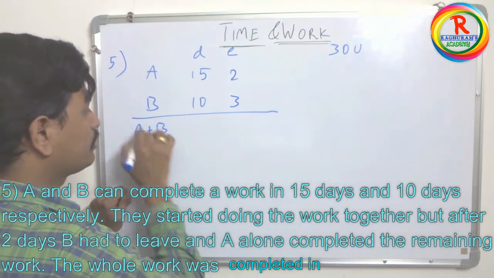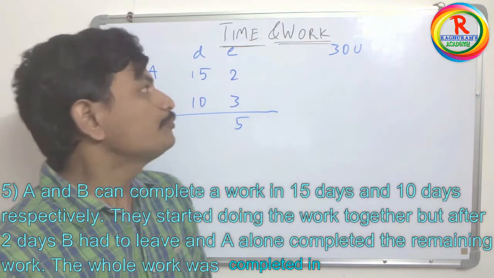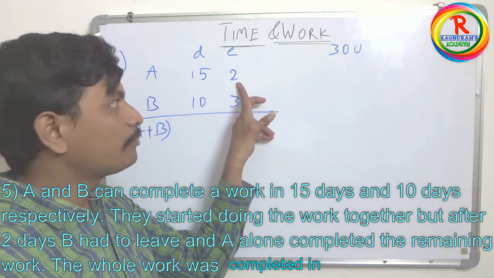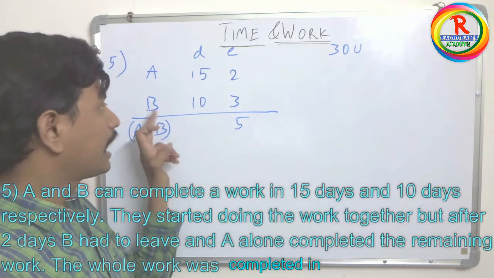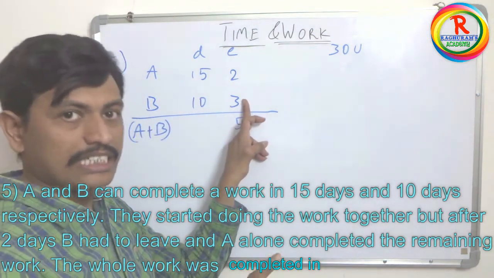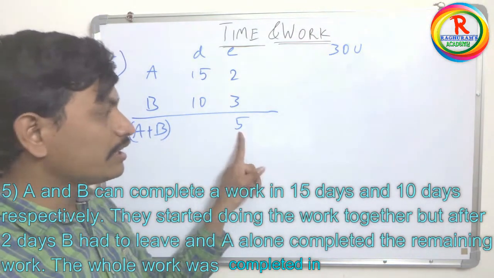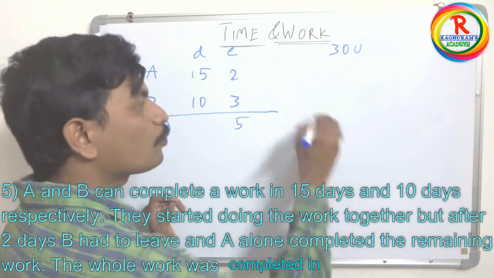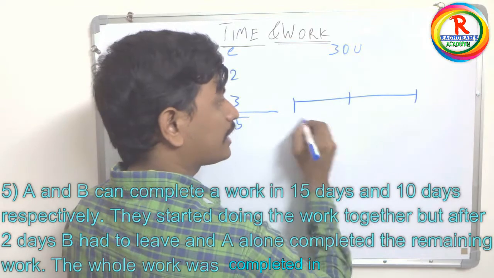A plus B. So always take this addition. So 5. Now A can complete the total work in 15 days. In each day he can complete 2 units. 15 twos, 30 units he can complete in 15 days. And B can complete each day 3 units. So in 10 days he can complete 30 units. Working together they can complete each day 5 units of work. And once given, we always take a partition like this.